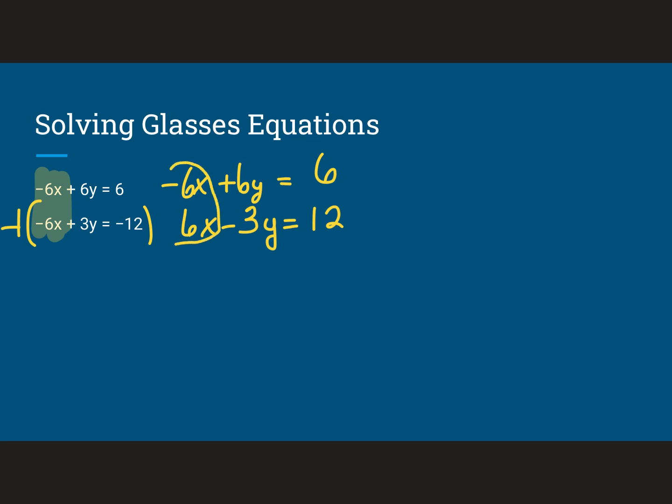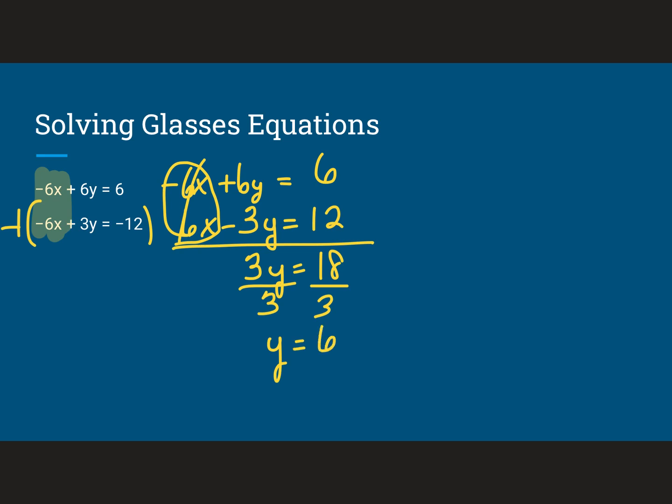My x's are going to eliminate. 6y plus negative 3y is 3y. 6 plus 12 is 18. Divide both sides by 3. I get y equals 6.